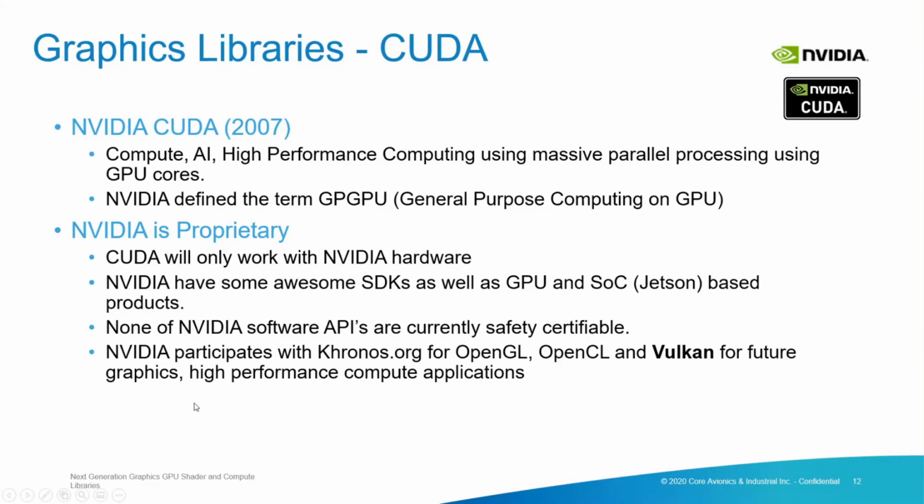And NVIDIA does participate with Khronos because the users of NVIDIA hardware want to use OpenGL. They want to also use OpenCL because they might not just have a GPU, they might have an FPGA or a DSP or some other heterogeneous computer object they want to compute with. And of course, Vulkan. AMD and NVIDIA are participating with Vulkan for the future graphics and high performance compute applications.